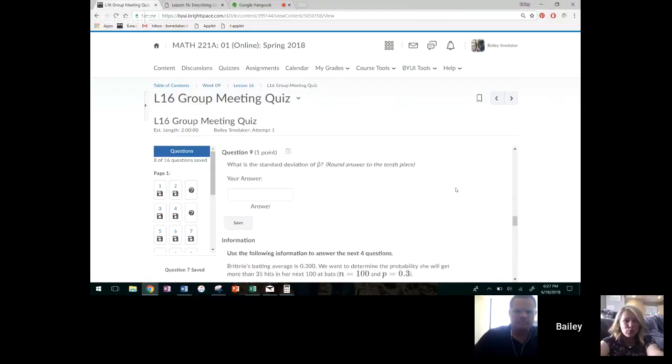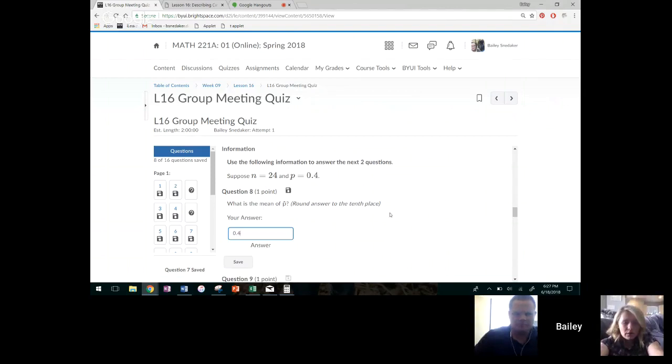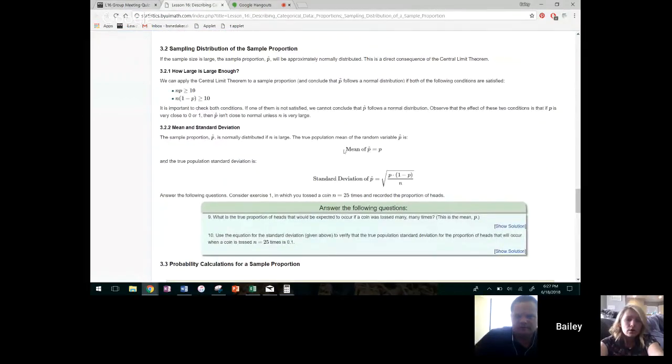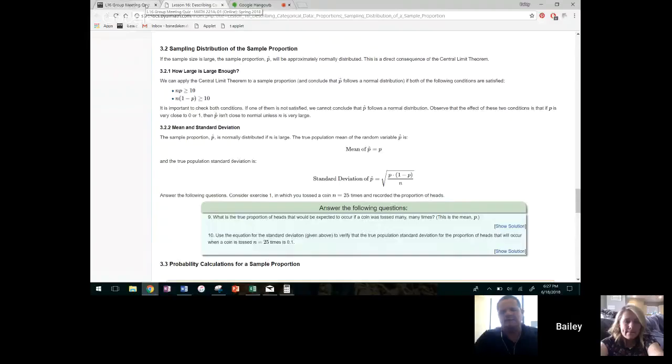So is it 0.4? I think it is, because it says the mean of P hat equals P. Okay. Are we on 8? Yeah. So how did we solve that? I'm not getting this. In the book, it says the mean of P hat equals P, and they gave us P, so we know that P is 0.4. Ah, it's one of those. Okay, got it.